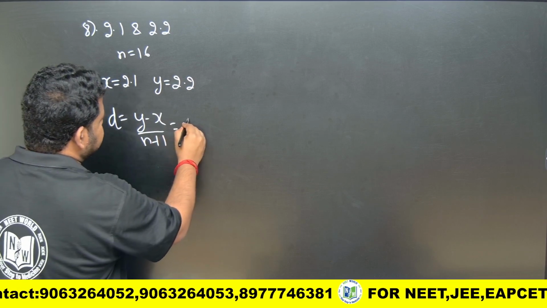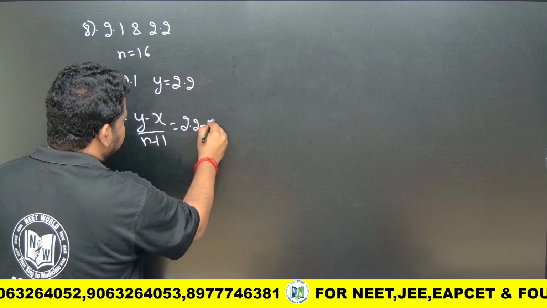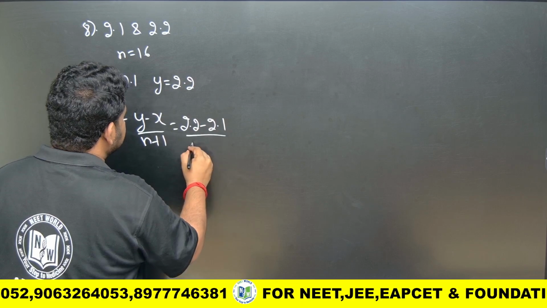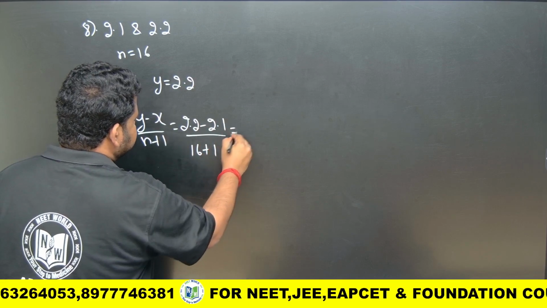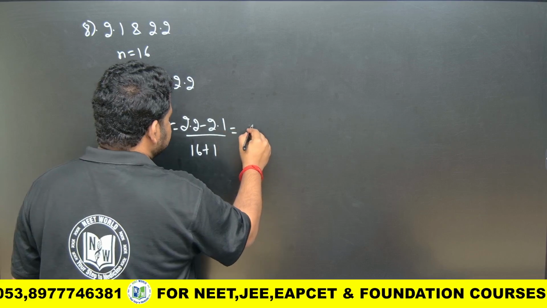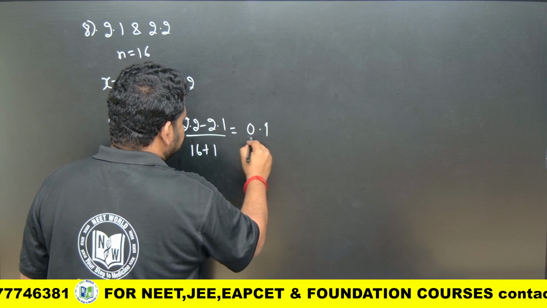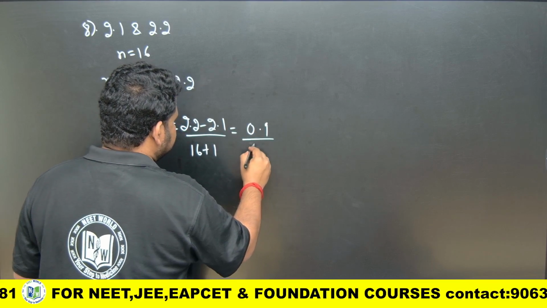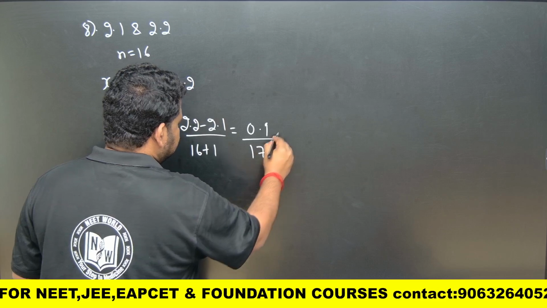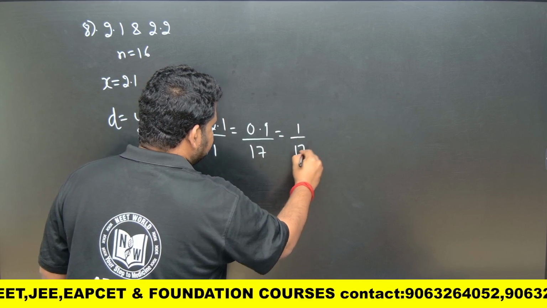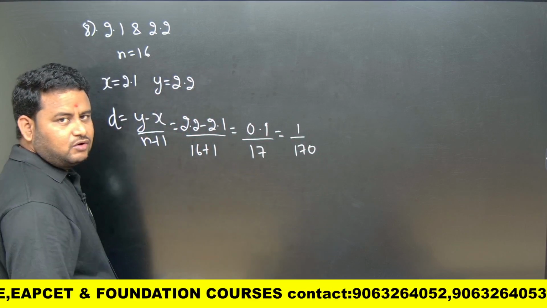So y minus x is 2.2 minus 2.1, divided by n plus 1, which is 16 plus 1. 2.2 minus 2.1 gives me 0.1. So 0.1 divided by 17 will be equal to 1 by 170.